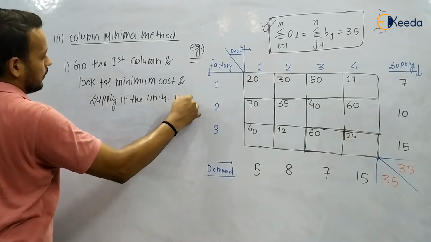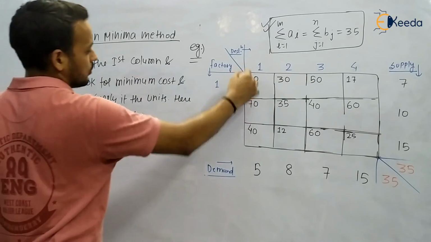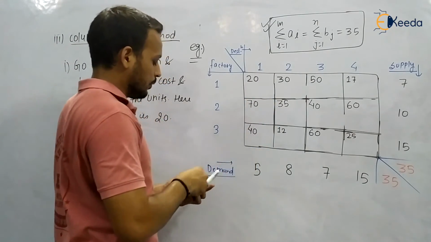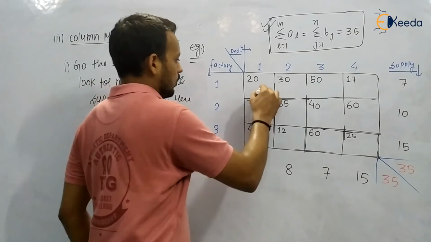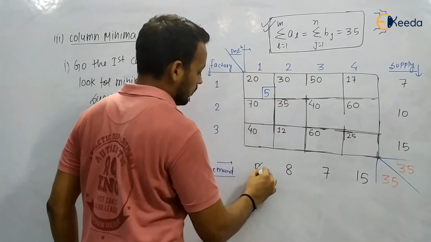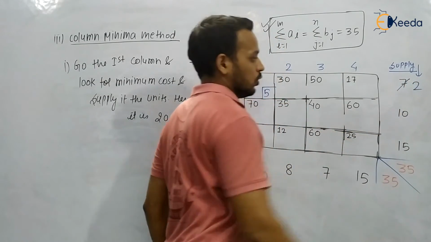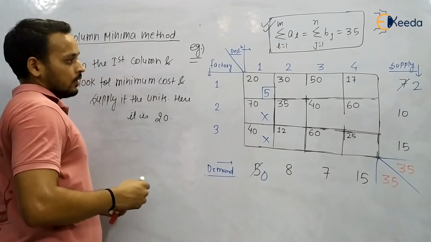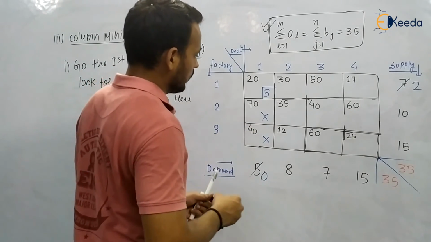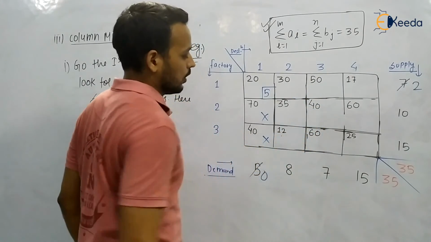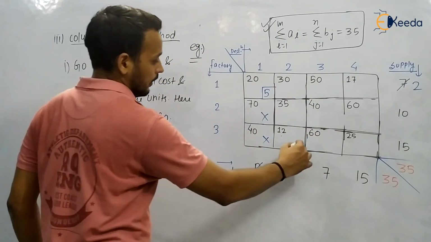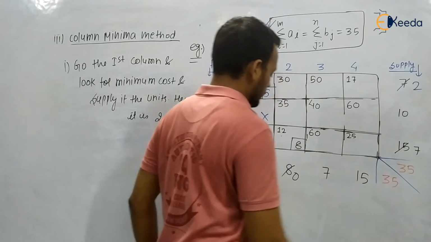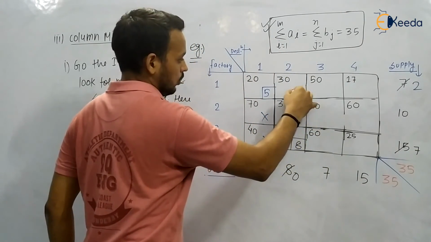So this is the first column, and here it is 20. Supply to the minimum cost. 20 is minimum, it requires 5, we can supply 5, so it is 0, and the factory will be left with 2 units. So all the demand is fulfilled, it won't require anything. Now go to the second column and look for the minimum. 12 is the next minimum. How many units required? 8, you have. This is 0 and it will be remaining with 7 units. So everything, 8, has been given, so this won't require anything.